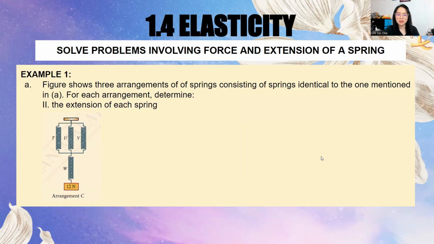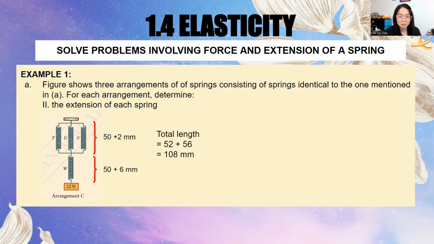Then last one. We are going to look into it one by one. First, we look at TUV. You remember, right? The extension is 2 millimeter. The original length is 50, so that's why 50 plus 2. Then next one, I have 6 millimeter extension, right? So 50 plus 6. Then total up, I have 108 millimeter.